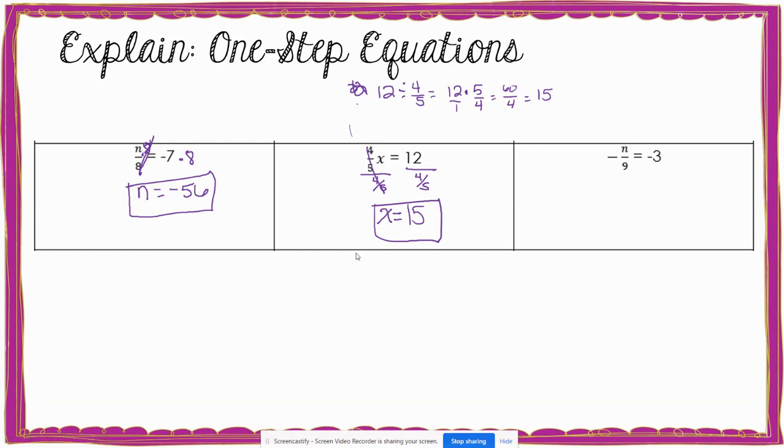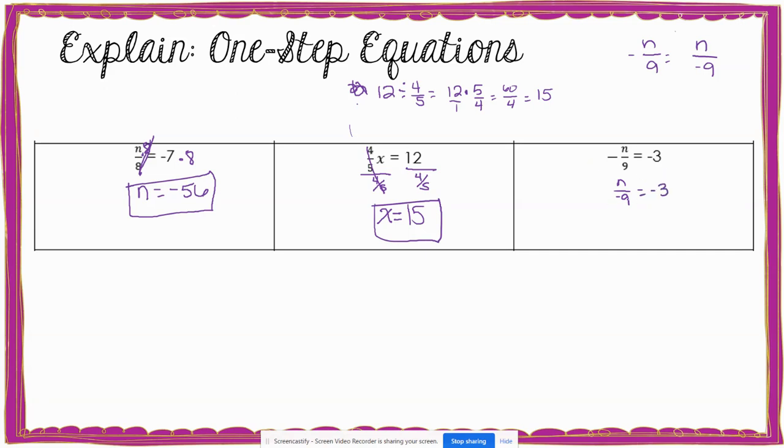Next, I have negative n over 9 equals negative 3. Well, it's important to know that if a whole fraction is negative, that means that either the numerator or the denominator is negative. The best thing to do in a situation like this is to put the negative sign with the denominator so that you can just get rid of the negative with that number. So this is going to be the same as saying n divided by -9 equals -3.